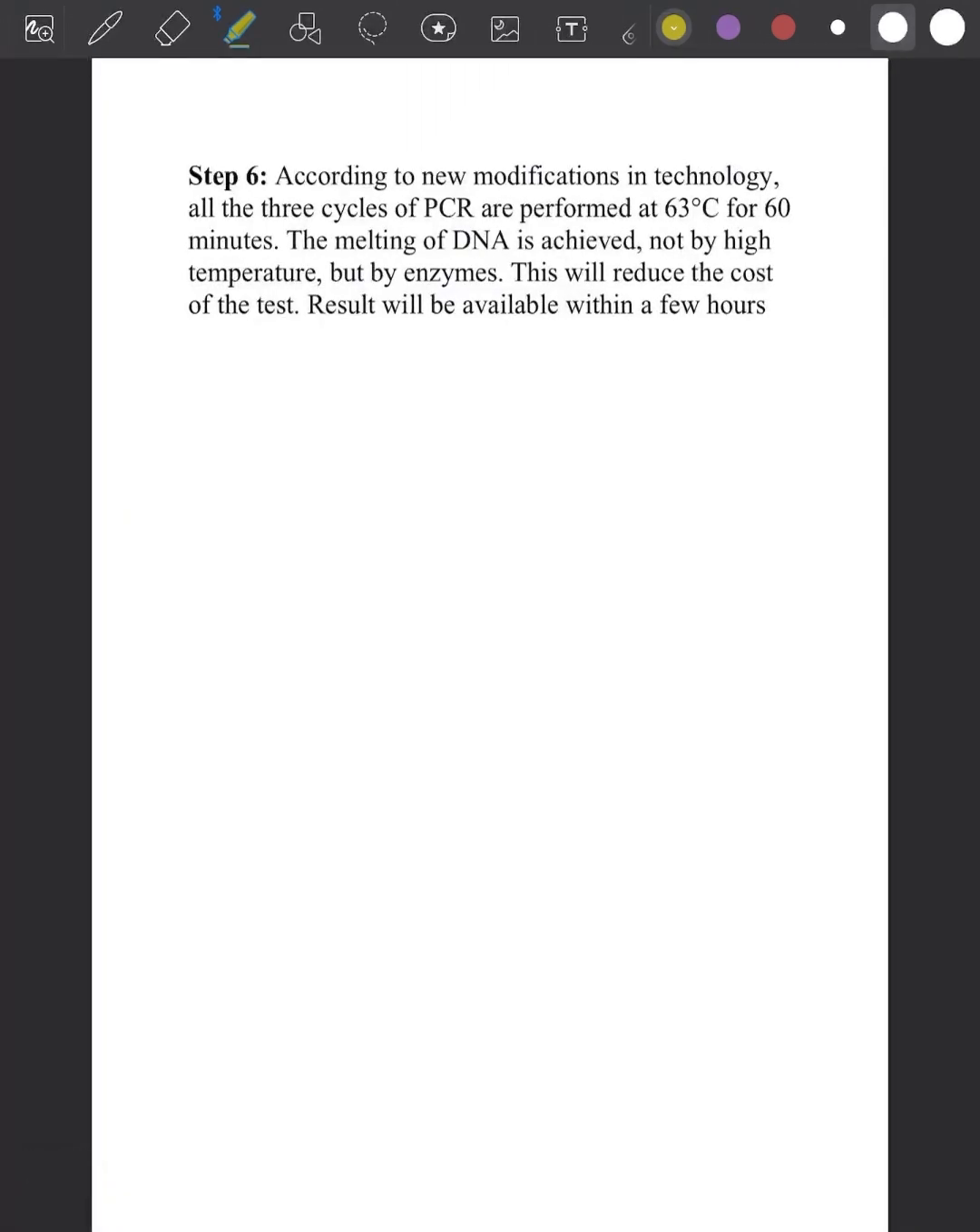Now, in recent modifications in technology, all 3 steps of PCR are performed at 63 degrees Celsius for 60 minutes. So here the temperature is constantly maintained at 63 degrees Celsius, and denaturation is not done by higher temperature but with the help of enzymes. This newer technology reduces the cost of the test and the result will be available in a few hours.